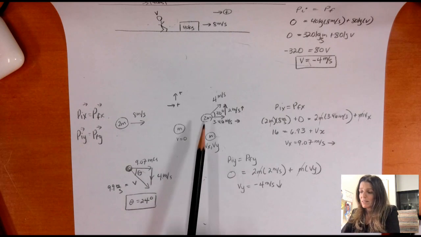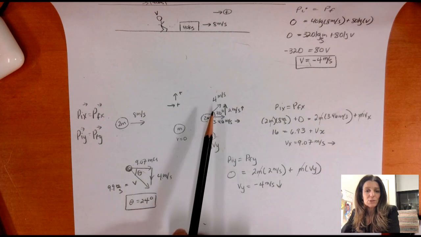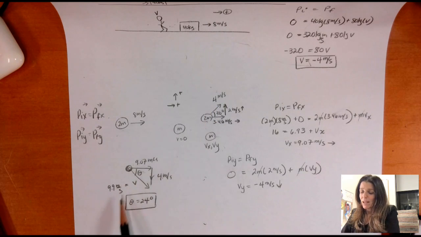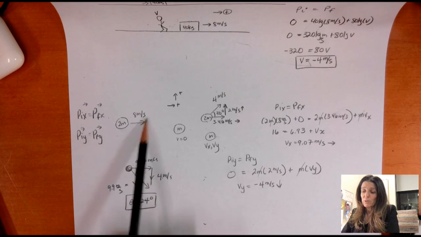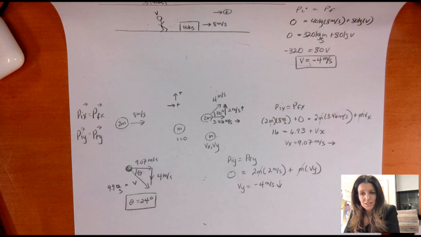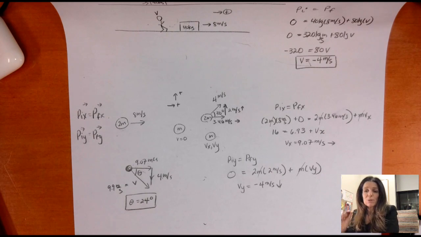So my guess is if we did the kinetic energy of this, 1/2 times 2m times 4 squared, and 1/2 times m times 9.07 squared, that's going to not be equal to the kinetic energy before the collision. So this would also be an inelastic collision. The kinetic energy would not be the same. Momentum will always be the same. You can never assume energy is conserved.